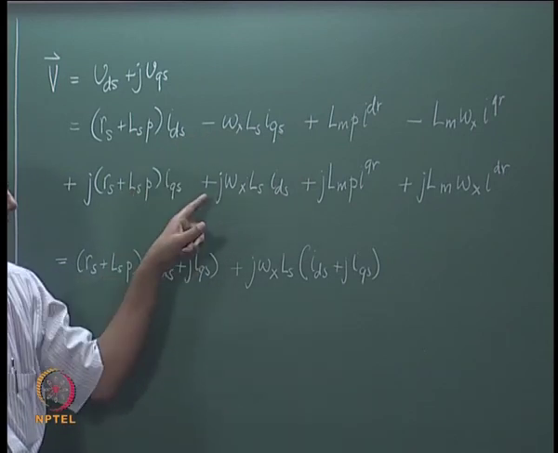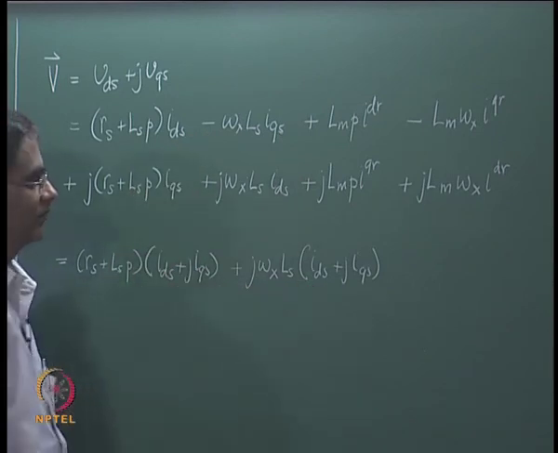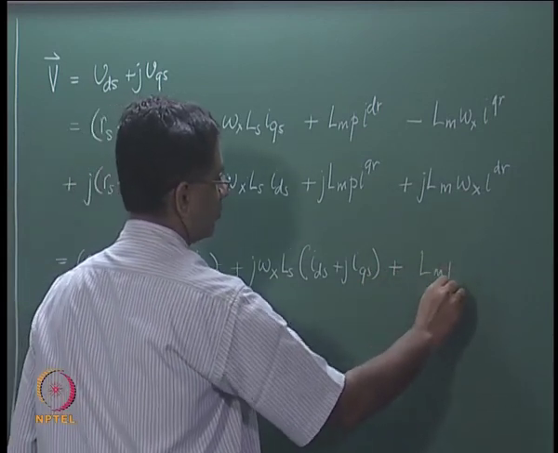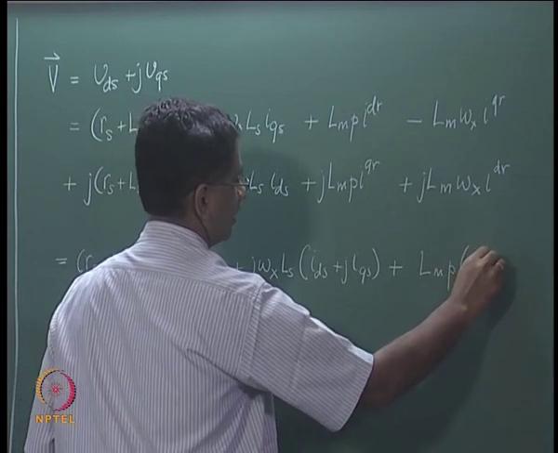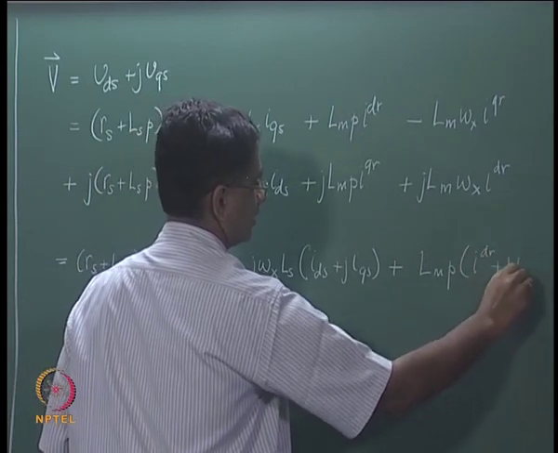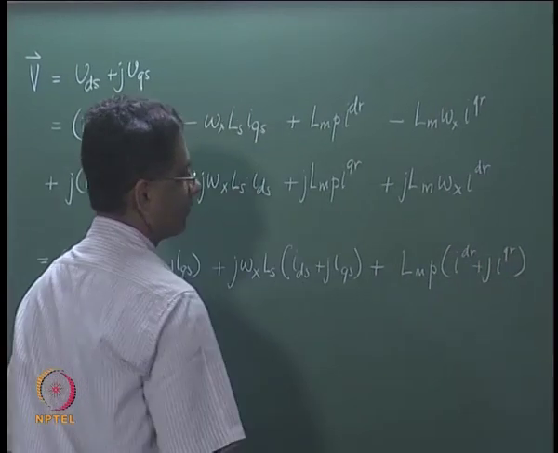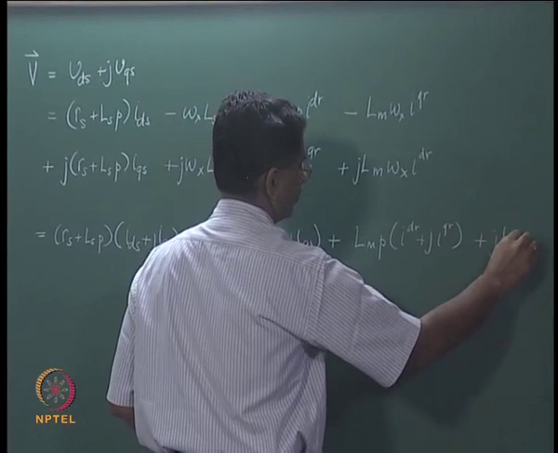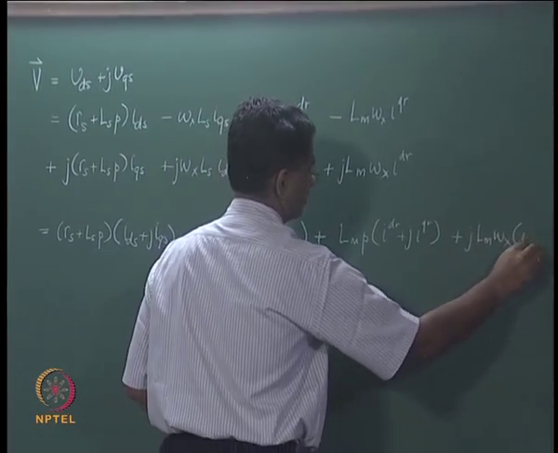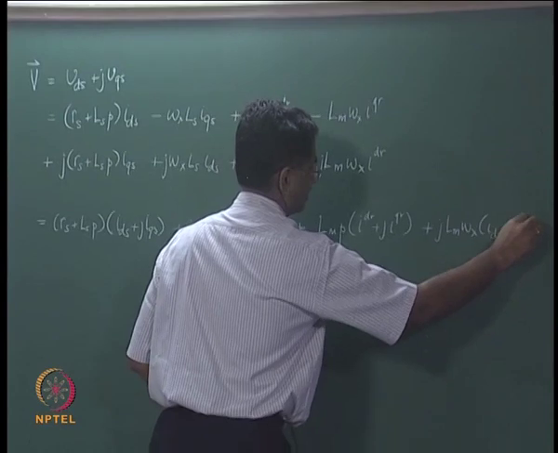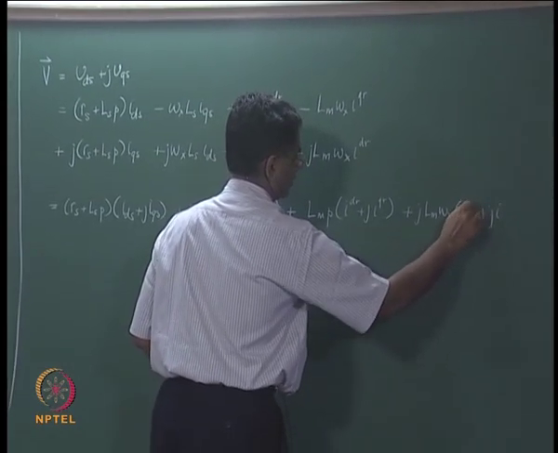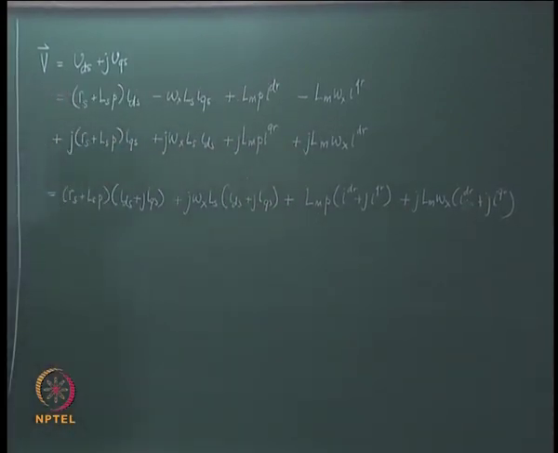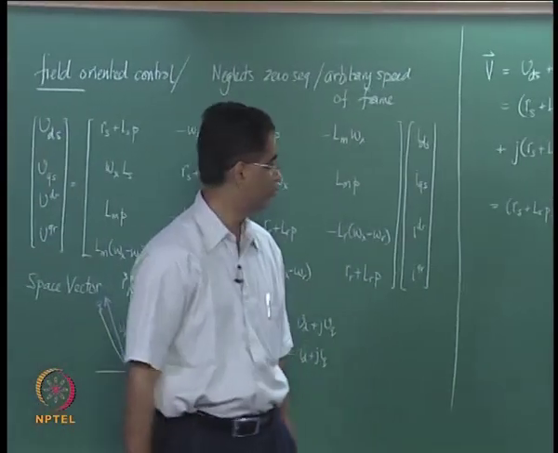The first term is accounting for this, then plus Lmp into Idr plus J times Iqr, and then you have plus J Lm omega x into Idr plus J times Iqr. Now, we are in a much better position.